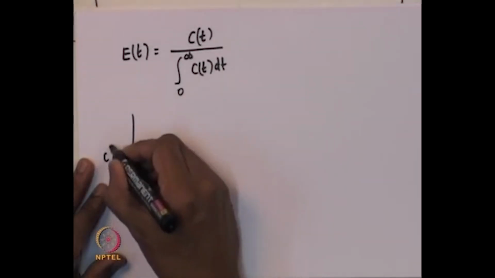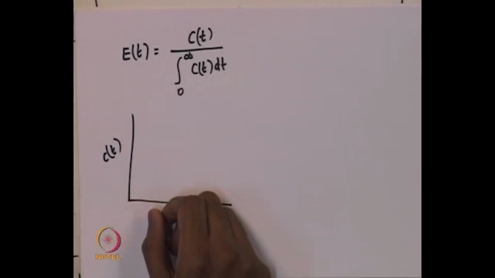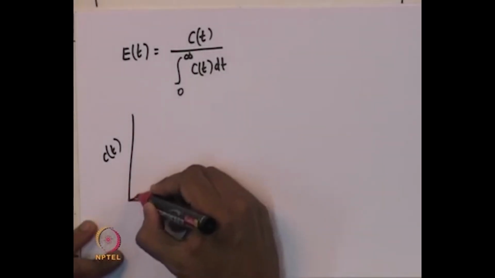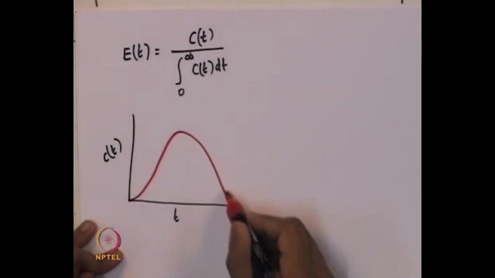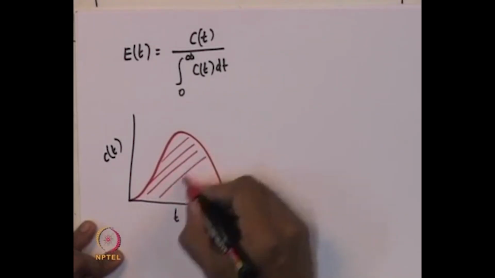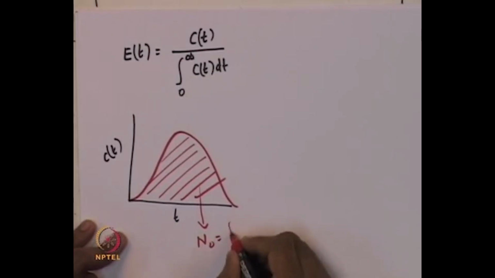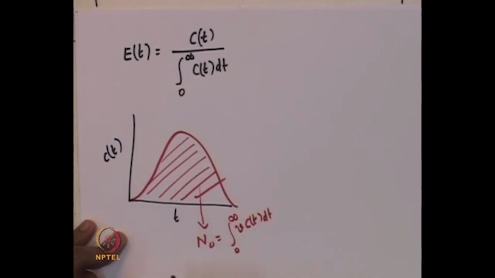If I plot this function, suppose the concentration versus time graph, the effluent concentration as a function of time looks like a bell shaped curve. That is the concentration of the tracer in the effluent stream as a function of time. Then the area under this curve is n naught, the integral from 0 to infinity of V into C of t dt.